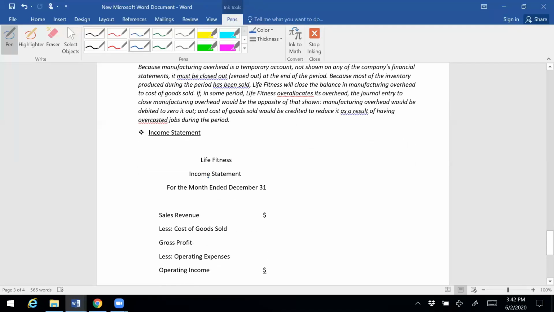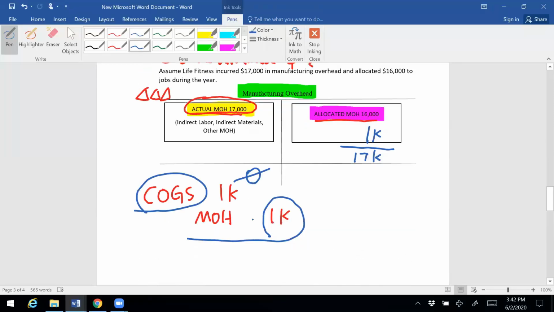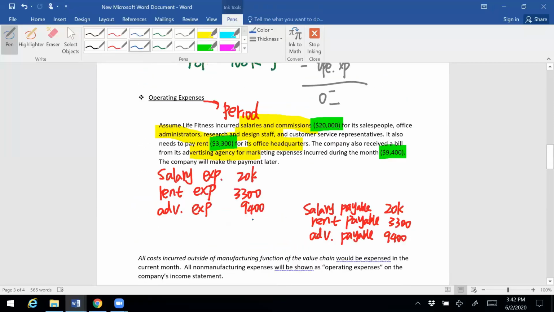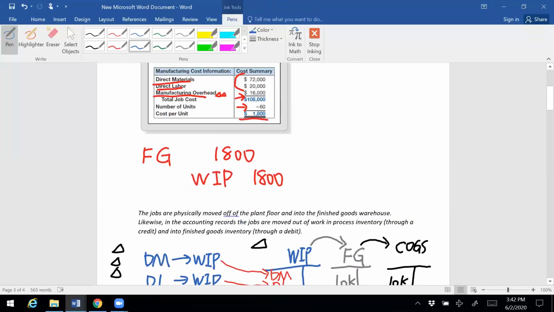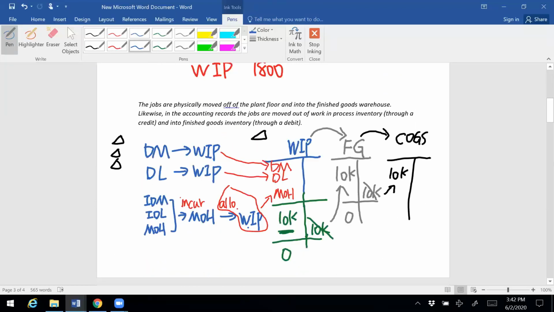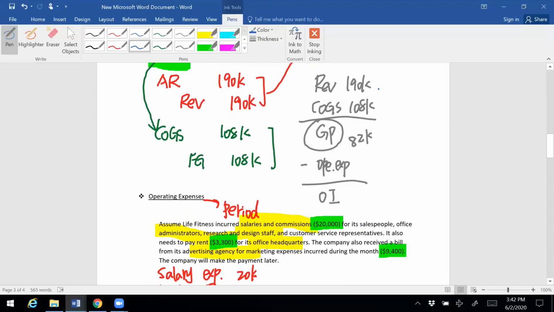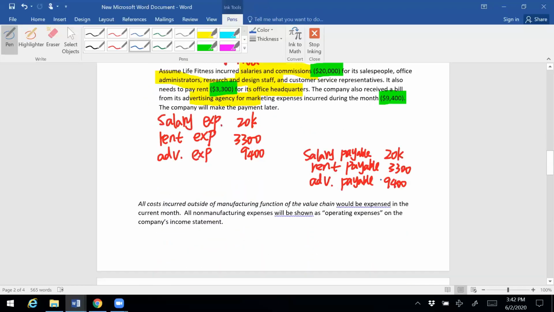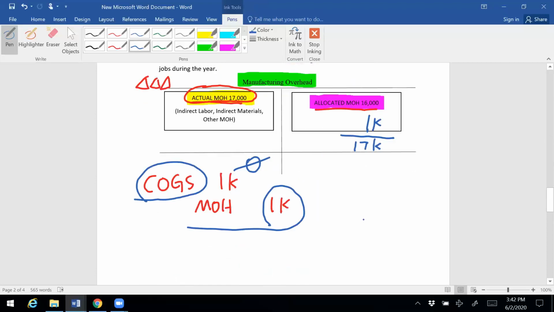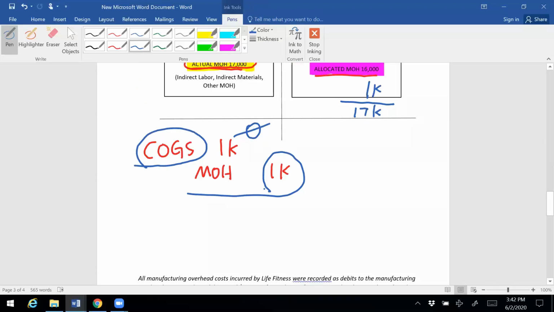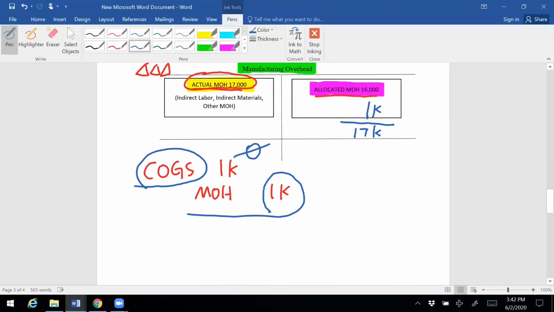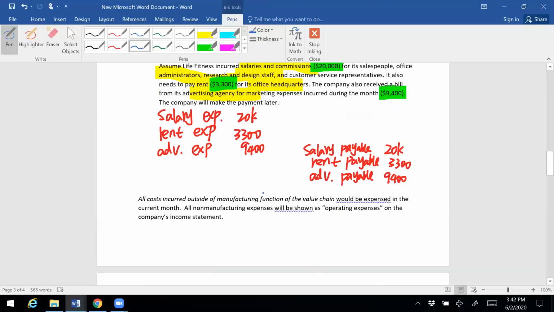Now we can finally do the income statement. Our sales revenue, so if you don't mind, we go all the way back. I'm sorry, you have to go back and forth. Our sales revenue is 190,000. Our original cost of goods sold is 108,000. But remember, we adjusted, right? We debit another 1,000 there. So our cost of goods sold actually should be 109,000. And then we get our gross profit.